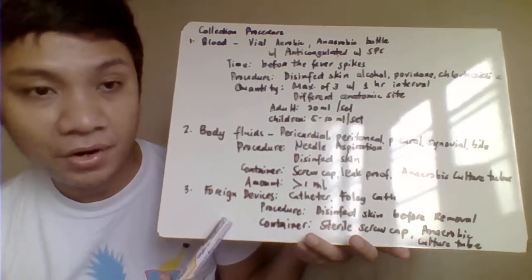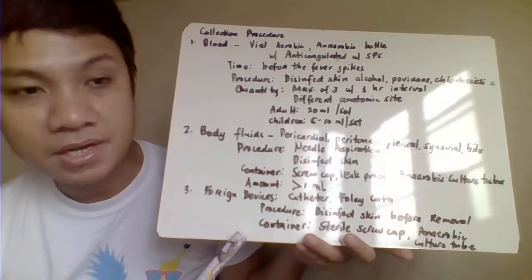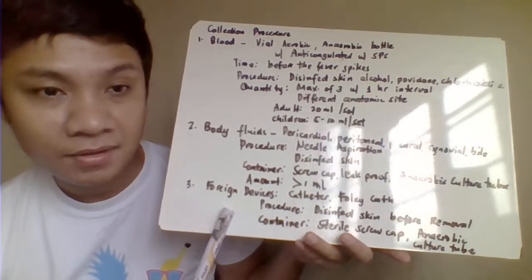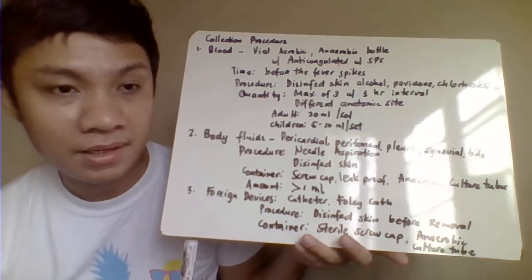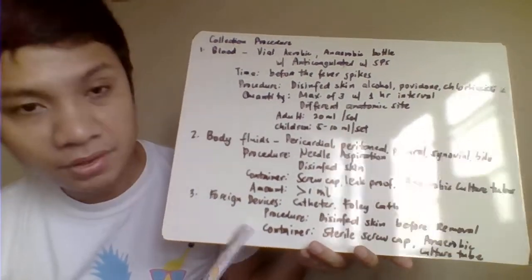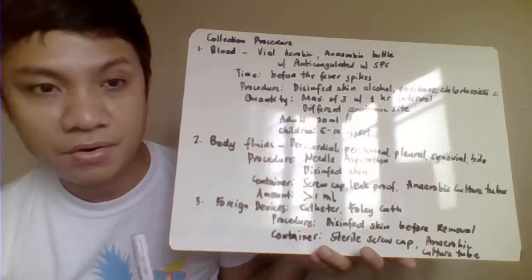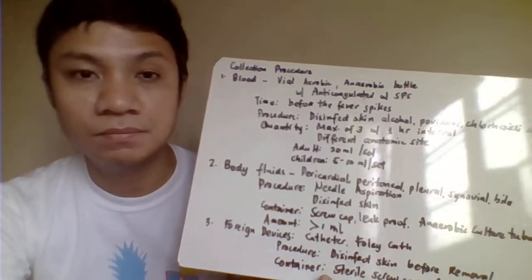Okay, then we have here the foreign devices like your catheter, Foley catheter. Before you try to collect these devices, try to disinfect the skin also, before you remove that one as your sample. Then for containers, still you put that one in your screw cap container. You could also have your anaerobic culture tubes.